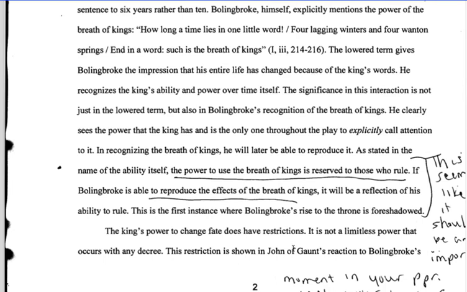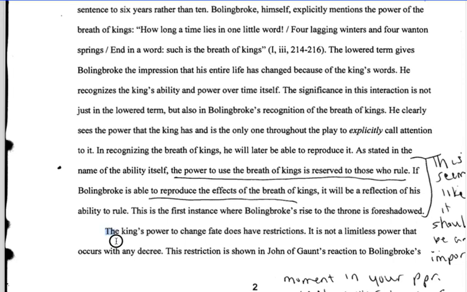Now, one other thing that you've got to do is not just find good individual quotes, but also to be able to pair those quotes with other quotes in the text, or, for the sake of your final paper, outside of the text as well. So what does the student do? The student juxtaposes this breath of kings quote next to a different quote from a different moment in the text and makes a wonderful bit of analysis in connecting these two moments. Look at the next paragraph.